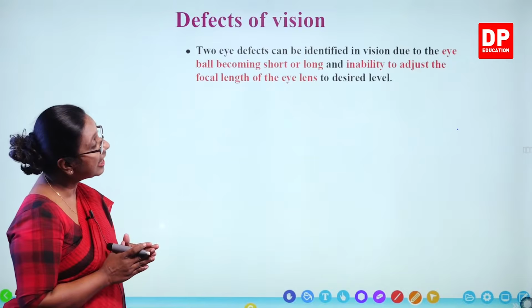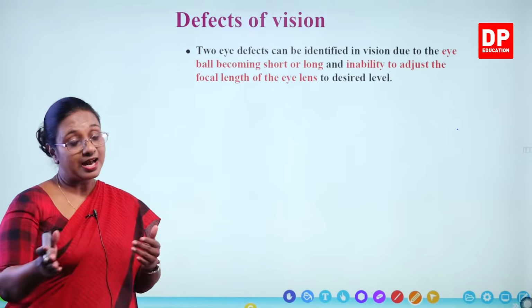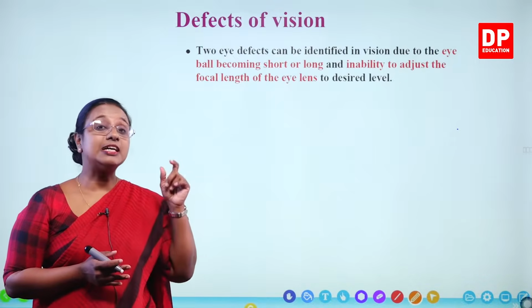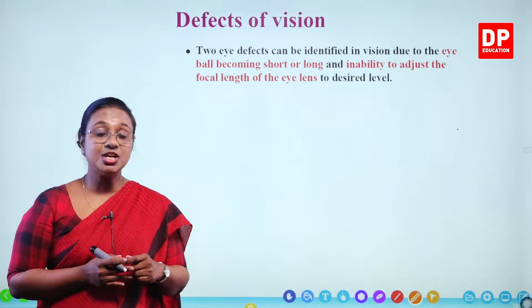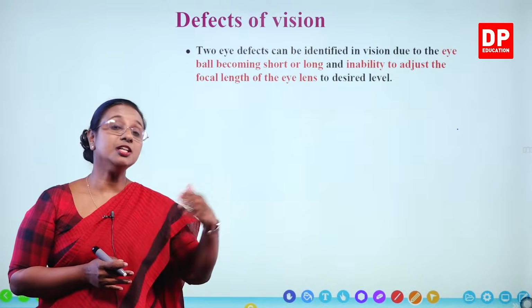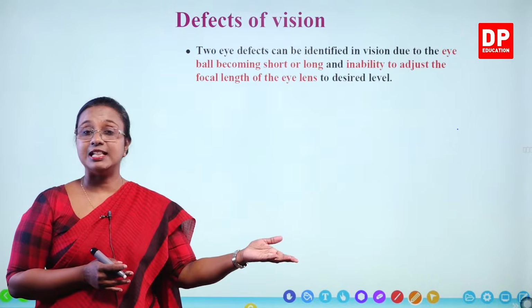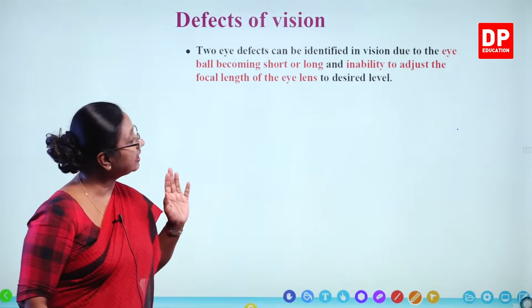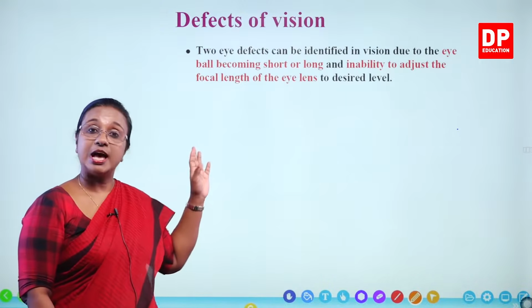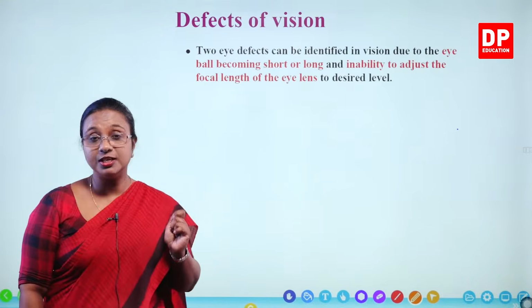How does our eye adjust the focal length? I just mentioned it to you all. The curvature of the lens can change. When it is less curvature, the focal length is high. When the curvature is high, the focal length is less. So, if that cannot be done, then also there can be a defect to the vision.